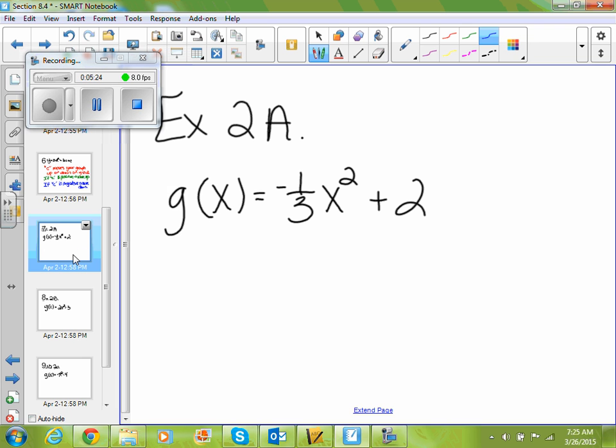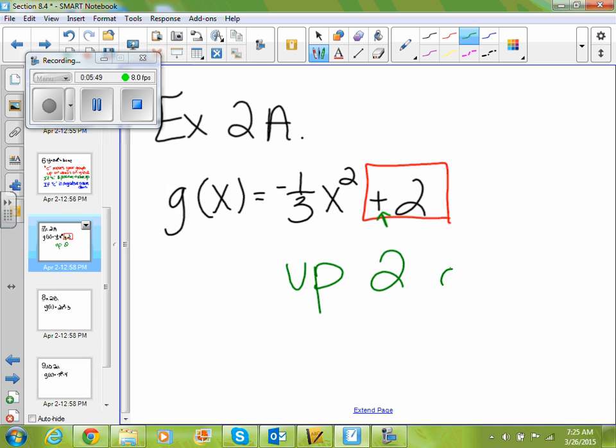Okay, so if I look at g of x equals negative 1/3 x squared plus 2. If I'm looking at my c value, it is plus 2. So I know that that's going to move my graph up or down. Since my c value is positive, I know that it moves my graph up 2 on my y-axis. It's always moving it on your y-axis. So whether it's going up or down, it's always on your y-axis.